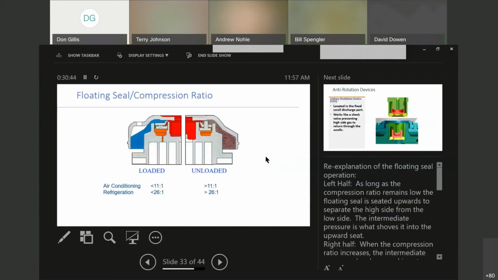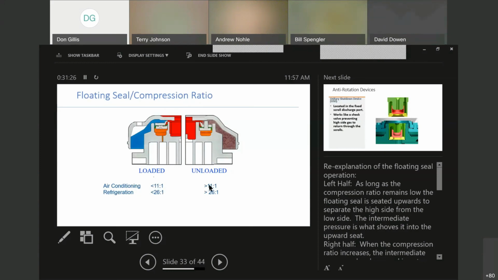Floating seal and the compression ratio. So we talked the other day about a good compression ratio for air conditioning being somewhere around 3 to 1, medium temperature 5 to 1, low temperature 10 to 1, just roughly. None of that's set in stone. So after I told you all that, on the left-hand side is showing a loaded scroll, okay? We have that bleed port coming up there, causing that floating seal to go up, okay? What they're saying is here, the left is loaded and the right is unloaded. In air conditioning mode, as long as it stays less than 11 to 1 compression ratio, the floating seal will stay up.